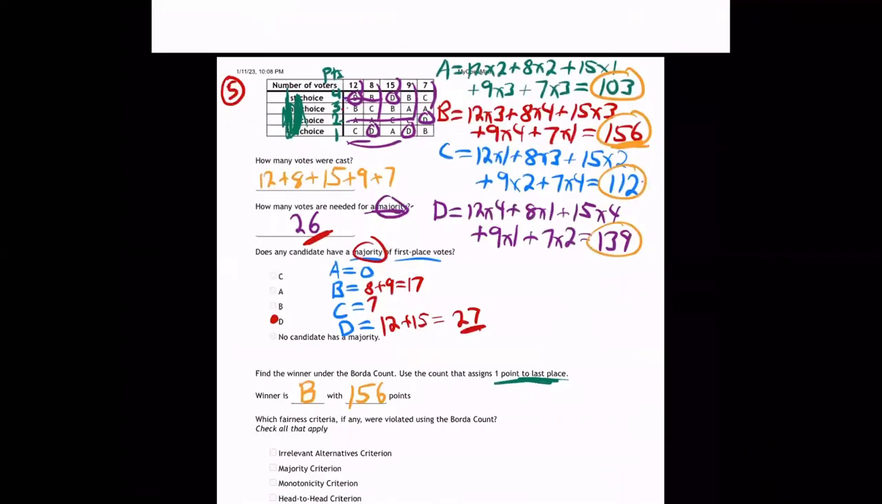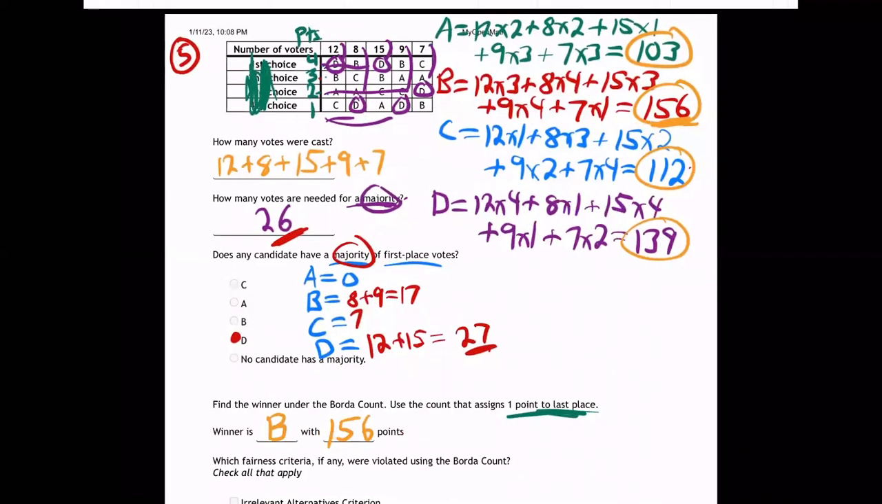So let's come back here. Remember, D right here had a majority of first place votes. Remember, D had 27. That was more than 26. That was more than half, right? There's only 51 votes total. 26 is more than half of that. So D had 27 first place votes. So D should win this election. But when I did Borda count, who won? Somebody else. B as in boy won instead of D as in dog.